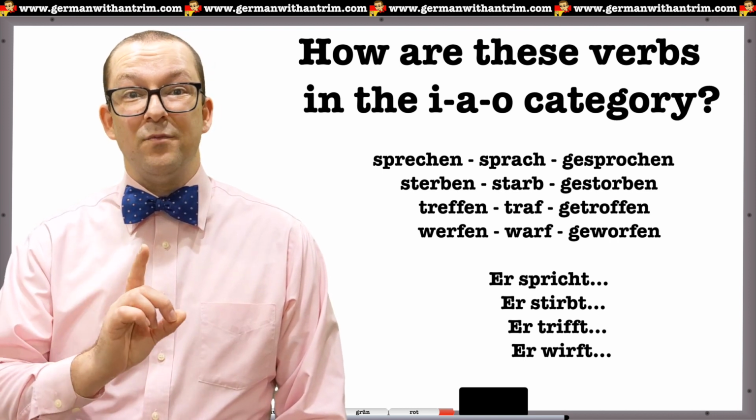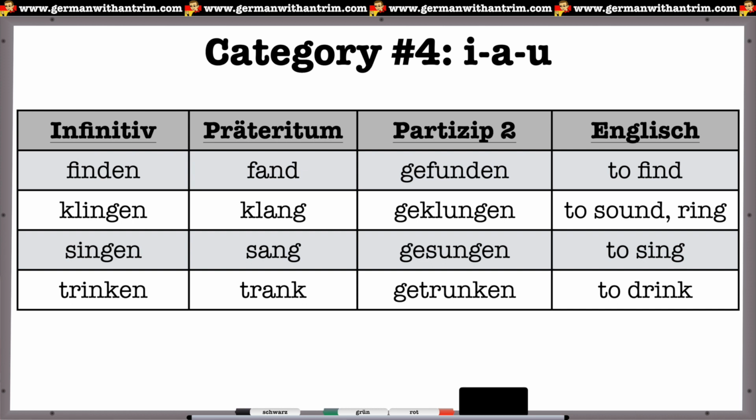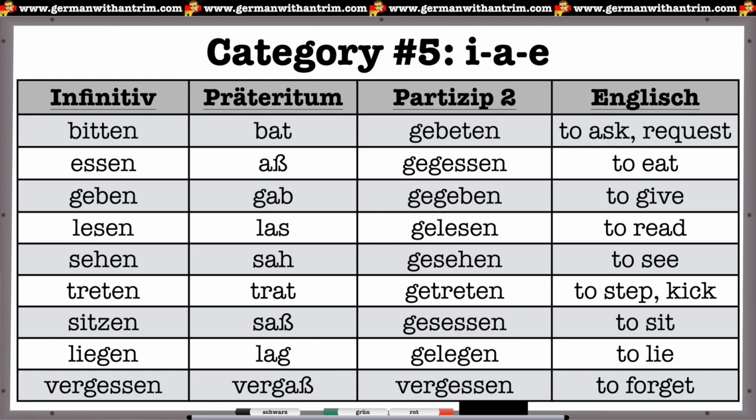In fact, there are several more just like that. For example, brechen, brach, gebrochen. Helfen, half, geholfen. Nehmen, nahm, genommen. Verbs that change from an I to an A and then a U include finden, fand, gefunden. Klingen, klang, geklungen. Singen, sang, gesungen. Trinken, trank, getrunken.